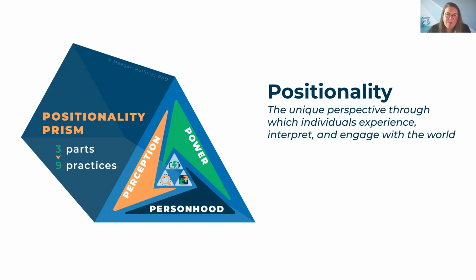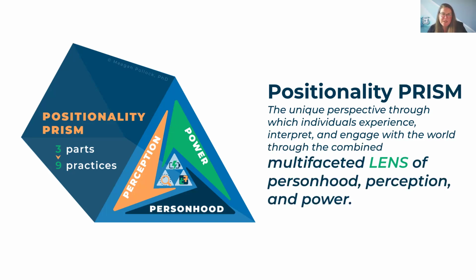And so in writing the book, I decided to frame positionality as a prism, like this. Just like a prism refracts light into distinct colors, examining our positionality helps us to see clearly the various influences shaping our perspectives and actions. So how I define the Positionality Prism is this: the unique perspective through which individuals experience, interpret, and engage the world through the combined, multifaceted lens of personhood, perception, and power.